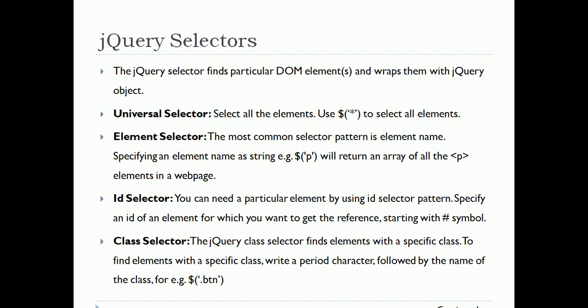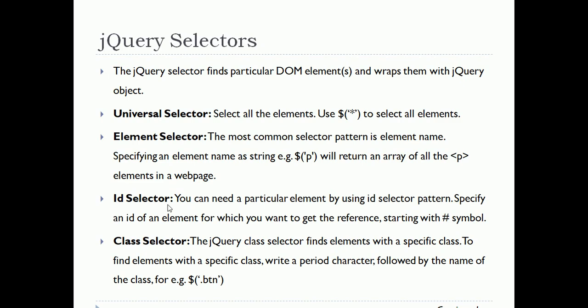Now the next one is the element selector. The element selector allows you to select elements on the web page by their tag name. Suppose here I define $ and p. What does it mean? It will select all the elements whose tag is paragraph. Here also we enclose it in single quotes. And remember one thing, whenever you are selecting a particular element by tag name, you never include the angular brackets. You just specify your tag name only.